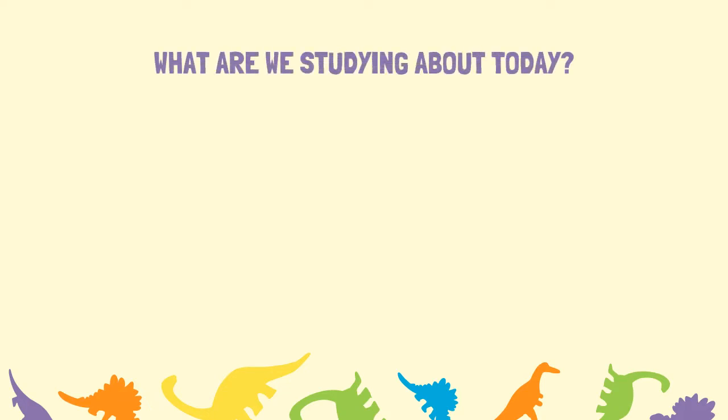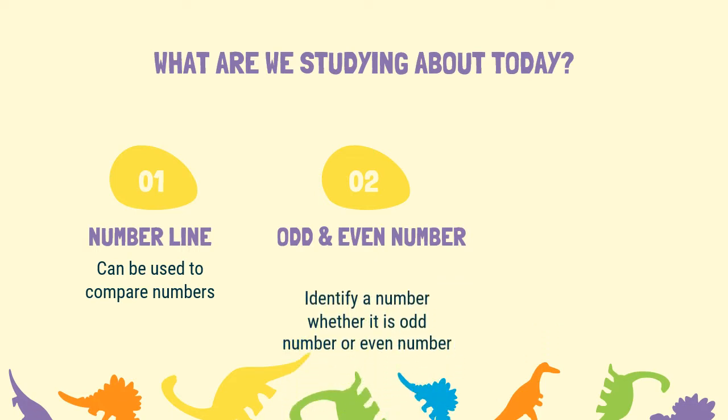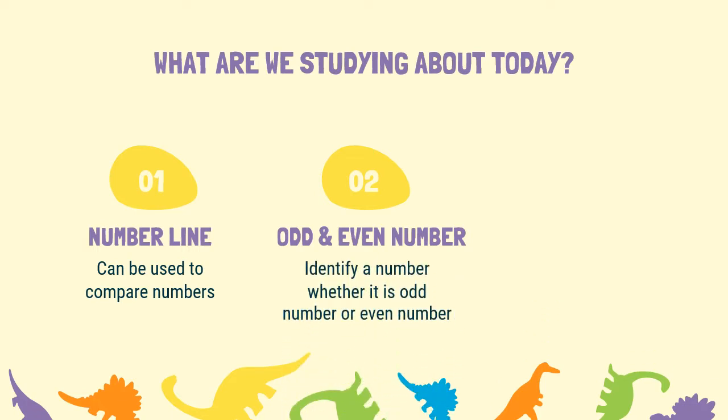Now, what are we studying about today? There are 3 points that Miss wants to teach you today. Number 1, we will study about number line. We can also use number line to compare numbers. The second, we will study again about odd and even number. So, you can identify a number whether it is odd number or even number.